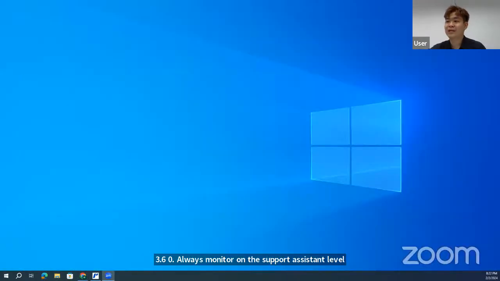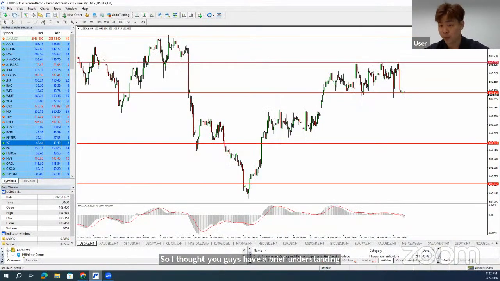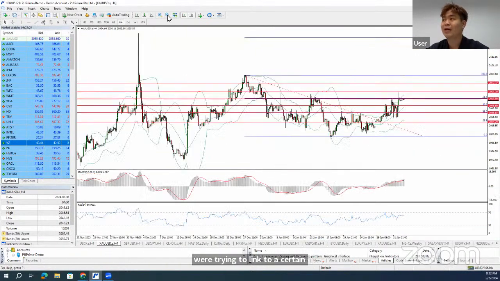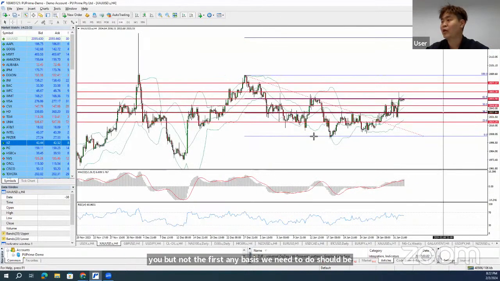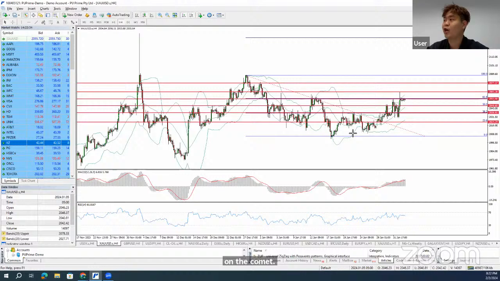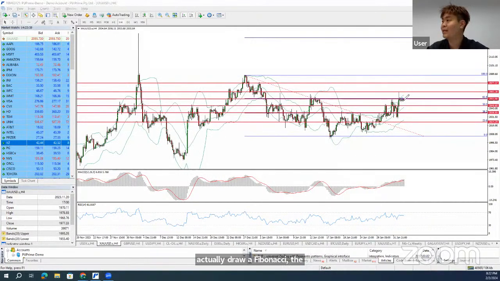So after you have a brief understanding of what non-farm payroll is and why it's so important, now we will try to link it to a certain trading strategy that you might consider to see whether it will help you or not. The first analysis we need to do is on the gold market. As for now, you can notice the overall trend for gold. You can draw a Fibonacci retracement chart there. After you draw it, all the support and resistance levels will be nicely formed, so you can use them to enhance your trading strategy.